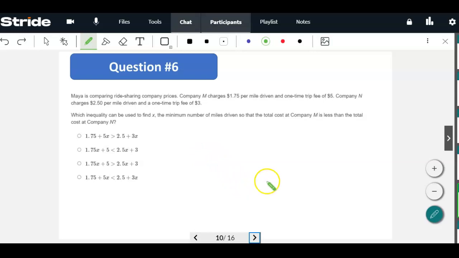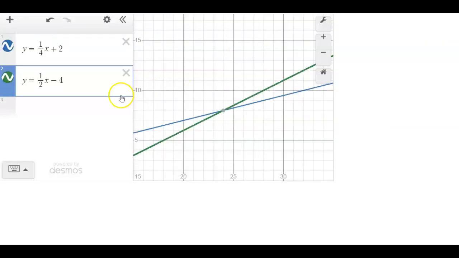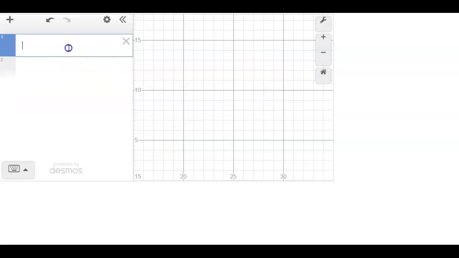Okay, so we did an inequality problem already. So let's go ahead and see if you can solve this equation. We can use the calculator. -5 plus 7g, which remember you have to put that in as x, equals 3g plus 9. Okay, so let's go ahead and use the calculator. Click those off. We're going to put y equals -5 plus 7x. And then this one, y equals 3x plus 9.